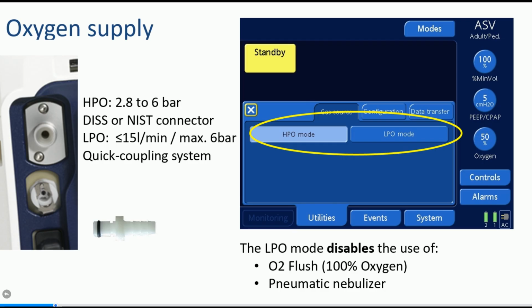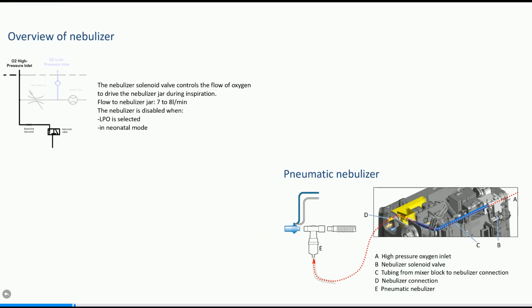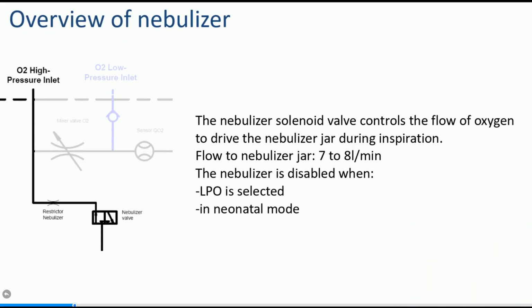The use of low-pressure oxygen disables the use of O2 flush and the pneumatic nebulizer, as these functions require high-pressure oxygen. The pneumatic nebulizer is used to provide vaporized medication to the patient. The HPO oxygen source provides oxygen with sufficient pressure to drive the nebulizer jar. The oxygen flow is reduced to approximately 7 to 8 litres per minute by means of an internal flow restrictor in the oxygen mixer block assembly.